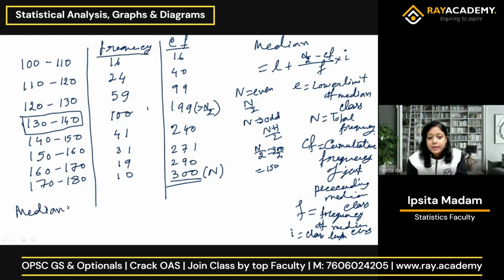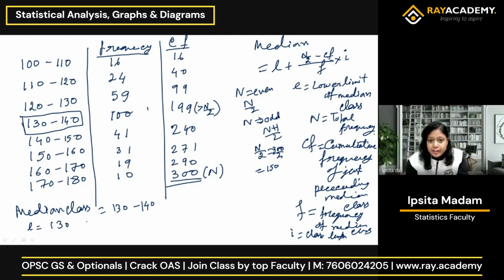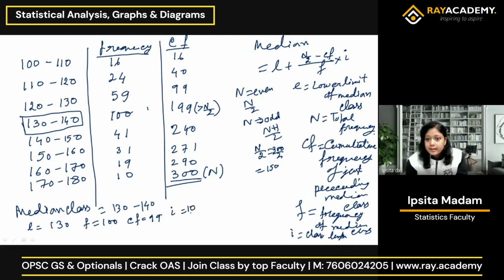The median class will be 130 to 140. So what will be the L here? 130. f here is 100. CF, just preceding the median class, is 99. And h here is 10. Now you have all the values of the formula. When calculated, you will get the value of the median.